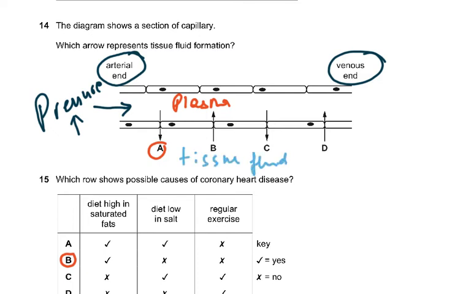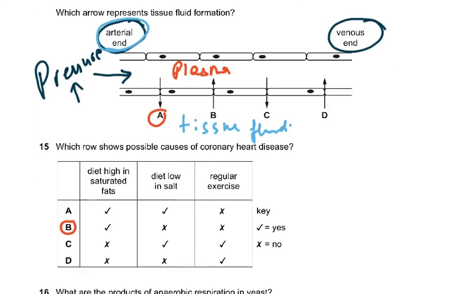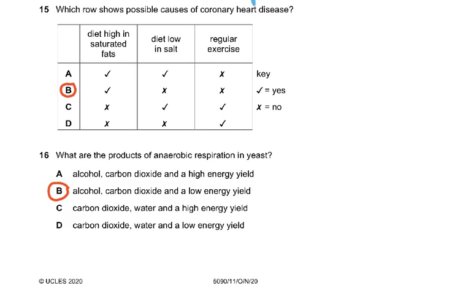So what we had to understand is on the arterial side, this is the arterial side, the pressure is high. So the answer to that had to be A. Then coming on to question number 15, which row shows possible causes of coronary heart disease? And the options are diets high in saturated fats, diet low in salt, and regular exercise. So the answer was only the tick was in the high in saturated fats.